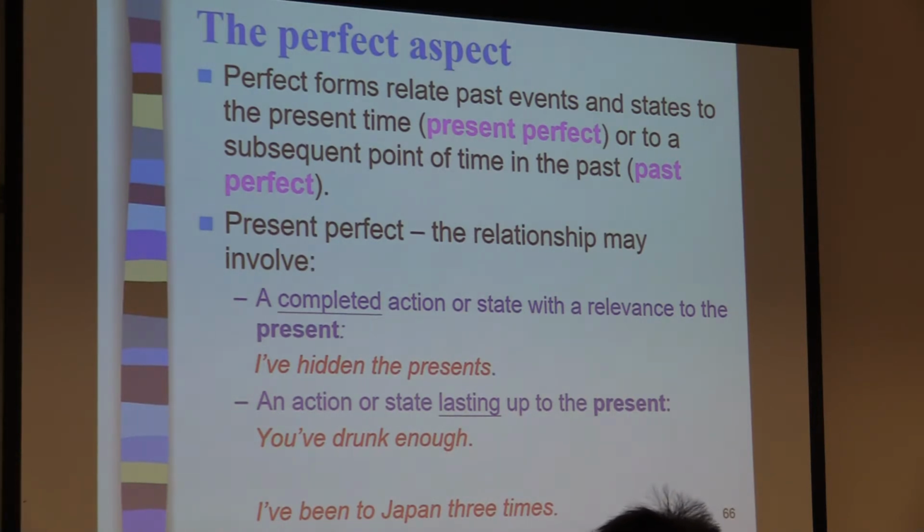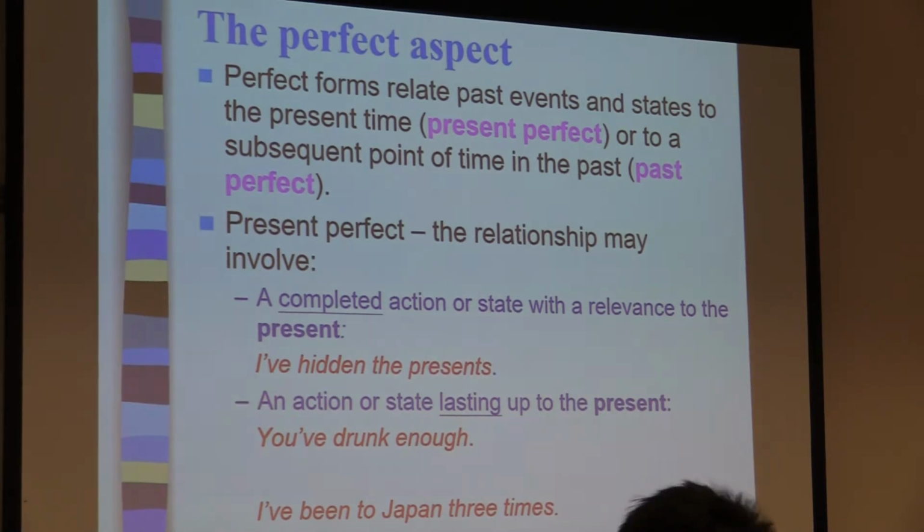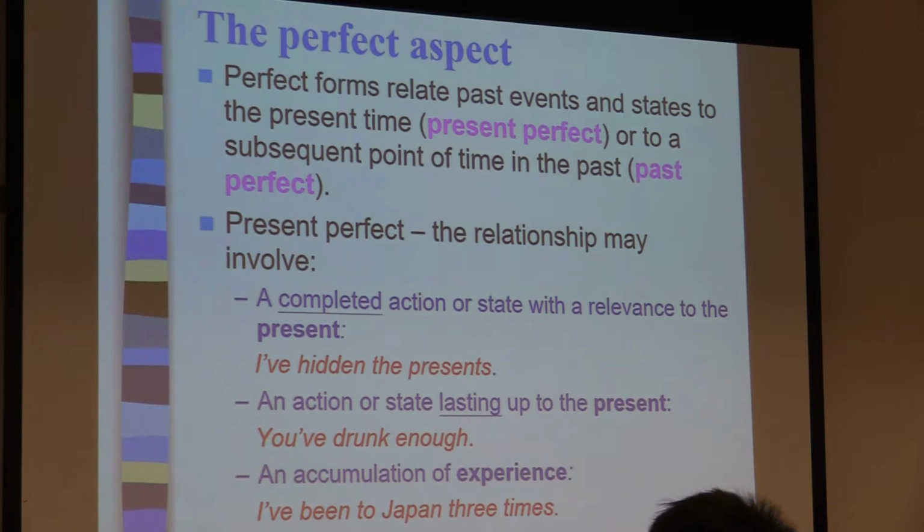Or maybe an action that goes on until now. For example, you say, I've lived in Hong Kong. Is it a completed action? No. So that one will be easier to understand, right? Not a completed action, but it must be something lasting up to now. I've lived in Hong Kong. Up to now, I'm still living in Hong Kong. Then how about I've been to Japan 3 times? Completed, but it's about your experience. An accumulation of experience.